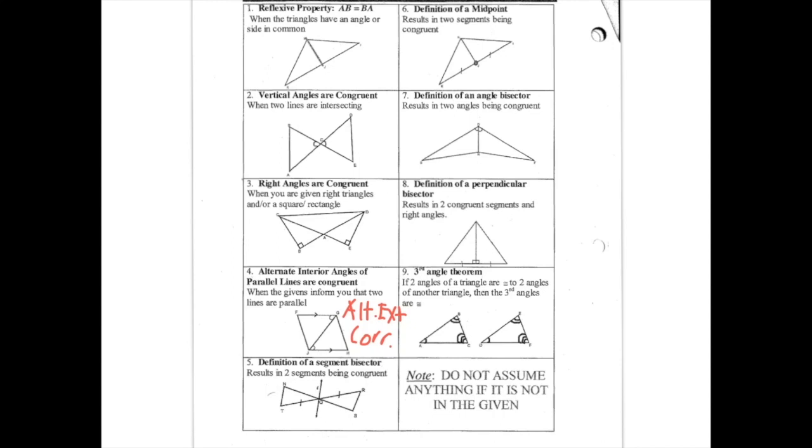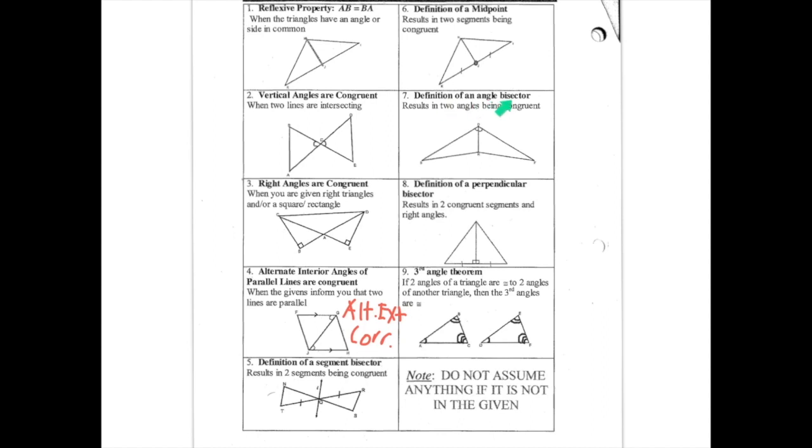Next, we have definition of a midpoint, which is very similar to the definition of a segment bisector. It's just a midpoint instead of a bisector. The midpoint does essentially bisect the two, but if it says that it's a midpoint, you have to say definition of a midpoint. If it says it's a bisector, you have to say definition of a bisector.